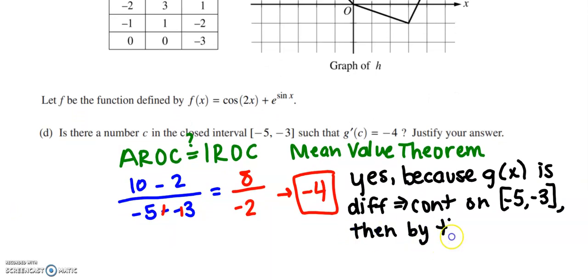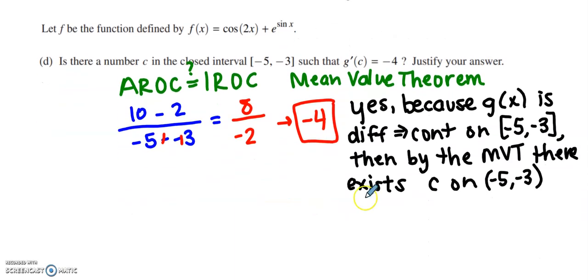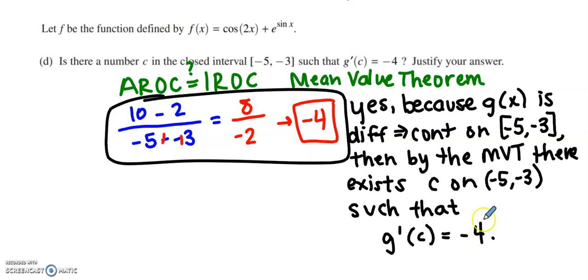then by the MVT, there exists C on -5, -3, such that G prime of C equals -4. And now this work up here is justifying this -4.